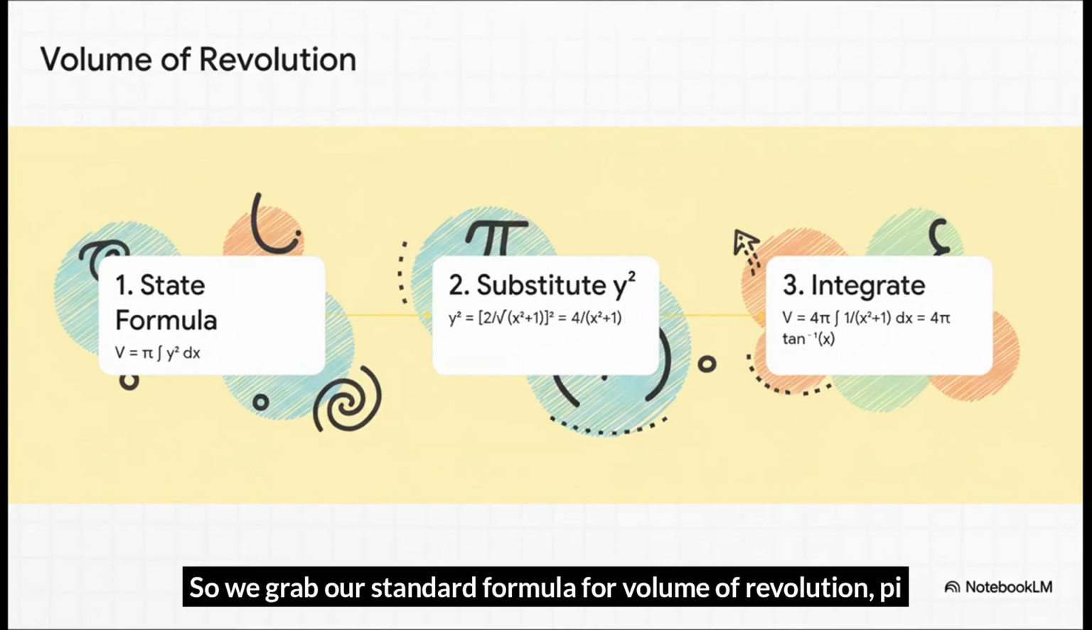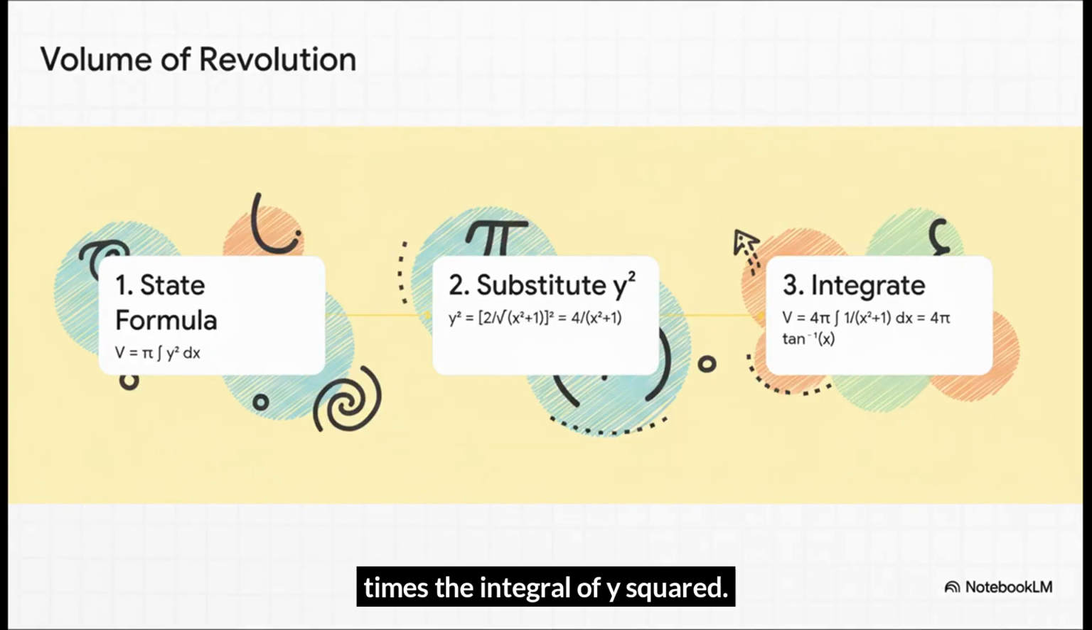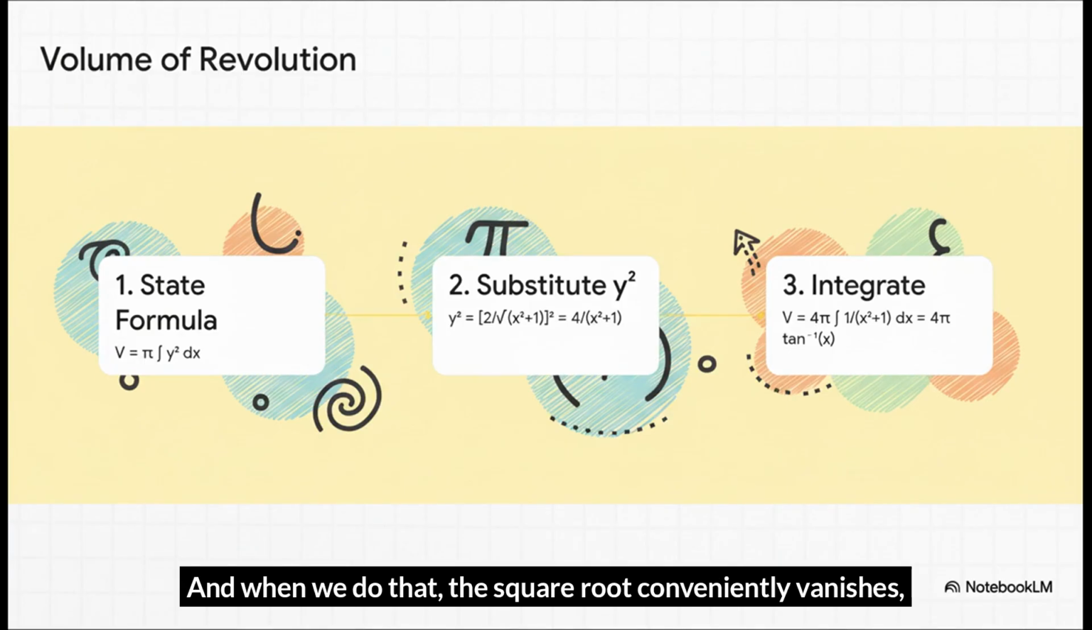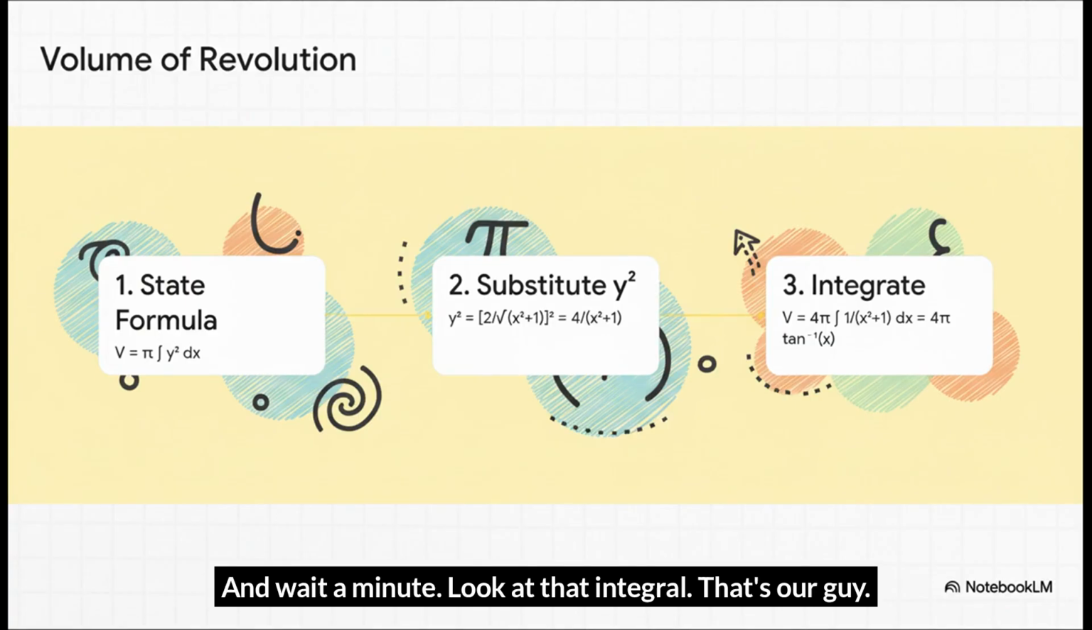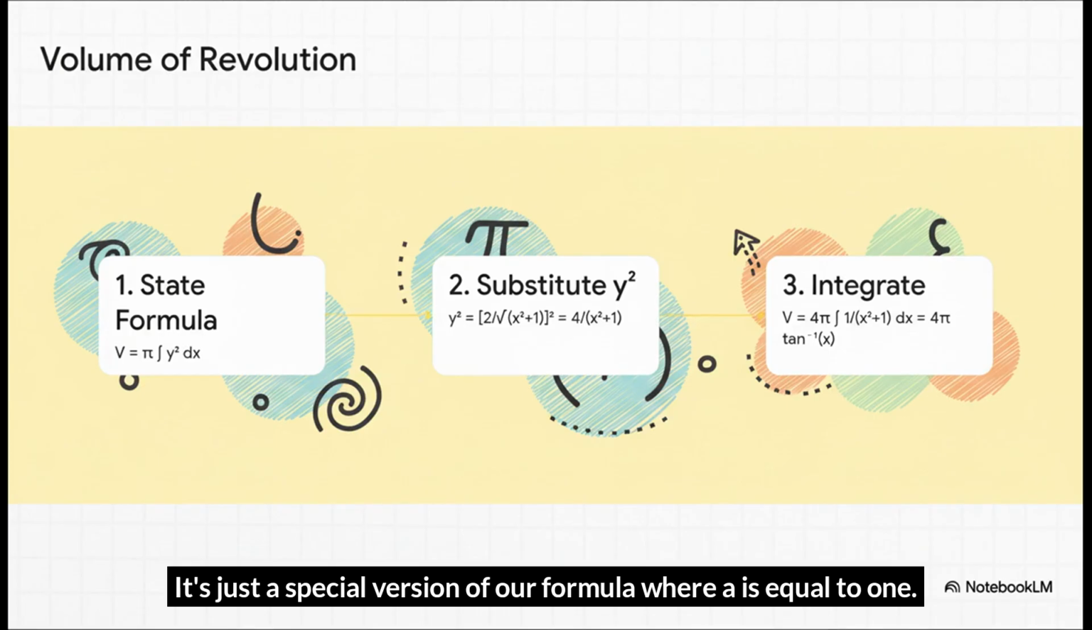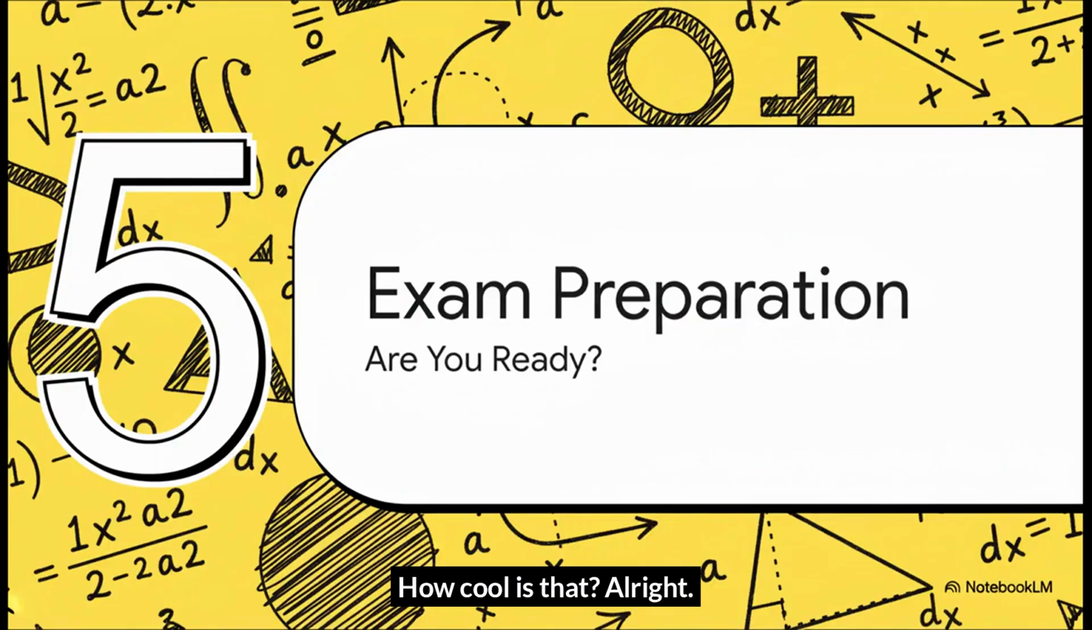So we grab our standard formula for volume of revolution, pi times the integral of y squared. We have to square our y function, and when we do that, the square root conveniently vanishes, leaving us with 4 over x squared plus 1. And wait a minute, look at that integral. That's our guy. It's just a special version of our formula, where a is equal to 1. How cool is that?